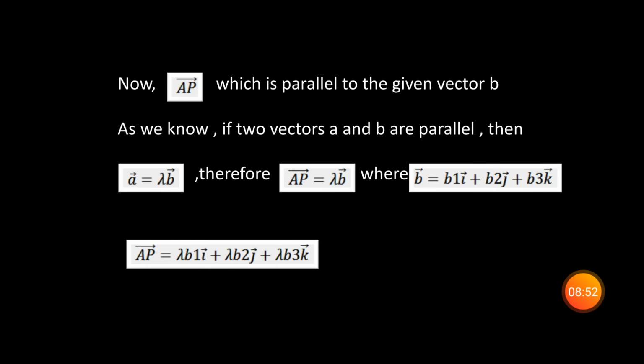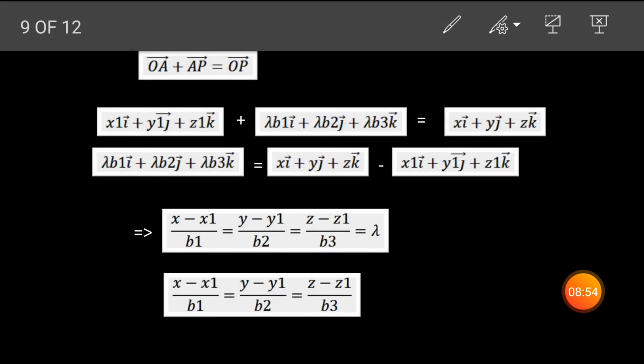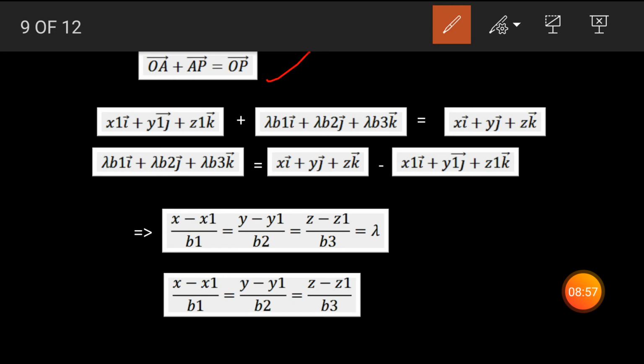Now for the final result, as we got this equation OA plus AP equals OP, in place of OA we are going to write the component form x1 i plus y1 j plus z1 k, and similarly in place of AP and then OP. Now we are going to rearrange this relationship. We are going to write this equals this minus this. So this is what we have arranged. Now you can see that if we take i common, then we will get x minus x1 i. Similarly we can write plus y minus y1 j and plus z minus z1 k.